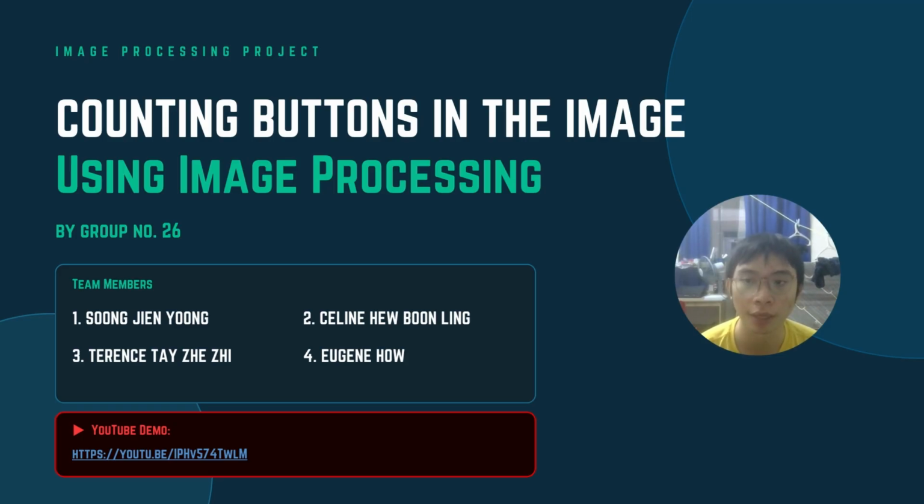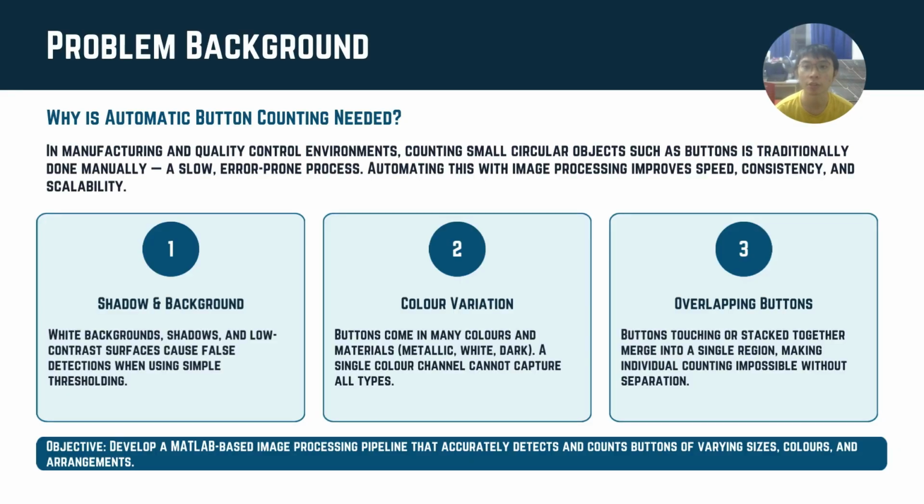Now I will begin with the problem's background. In manufacturing and quality control environments, counting small objects such as buttons is often performed manually. This process can be slow, time-consuming, and prone to human error, especially when a large number of buttons need to be counted. There are three major challenges.